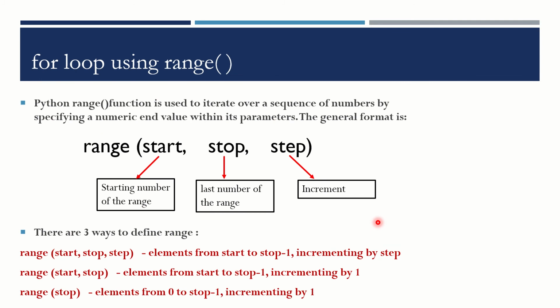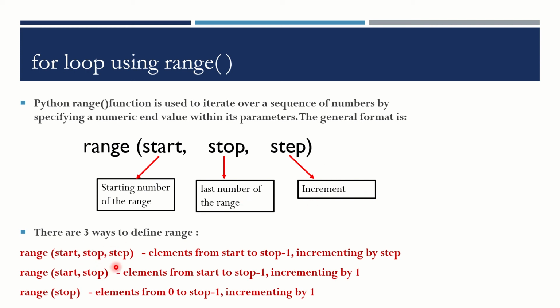In order to use the for loop, we use the range function which provides us the sequence of numbers, since the for loop iterates over a sequence. So there are various ways of using the range statement. The range statement uses three parameters or arguments: start, which provides the starting number; stop, which provides the last number of the range, but stop is never included in the list of values generated or the sequence of values generated; and step, which is the increment.